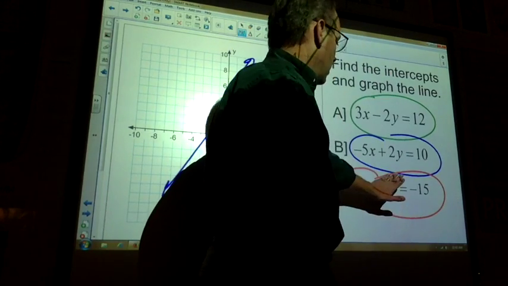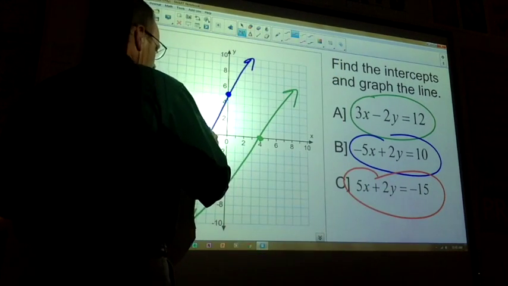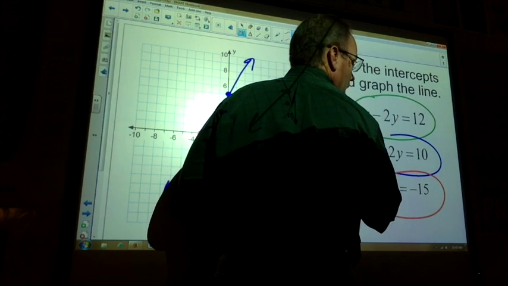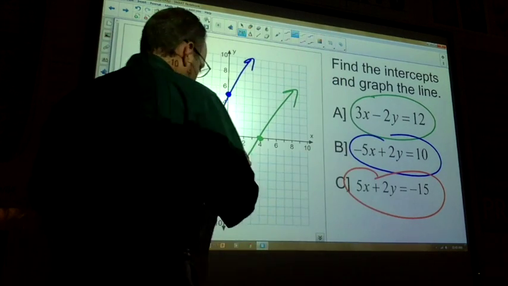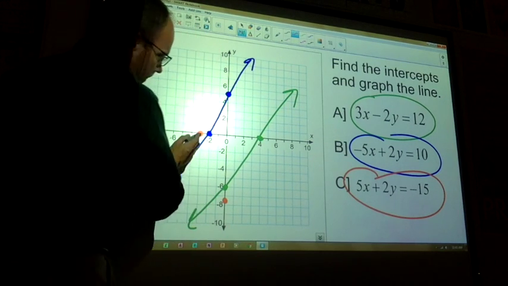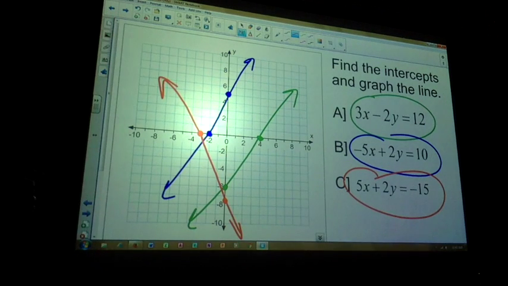Last one. If I cover up my y value, my x value is -3. If I cover up my x, my y value is -7.5. Right? That's it. That's how it works. Good.